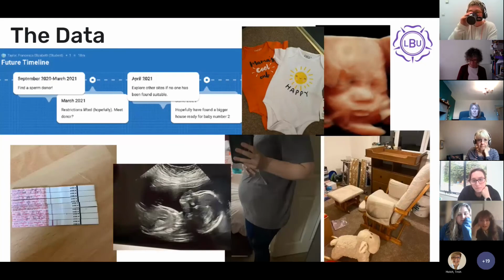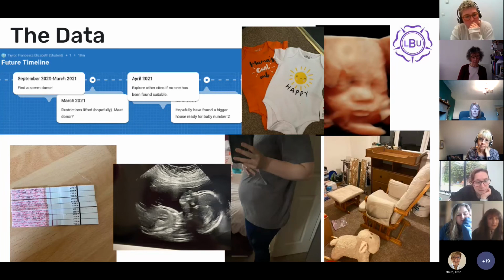So I've just included some examples of the more visual data that was sent to me for you to have a look at. On the top left, you've got an example of one of the future timelines that someone wrote. And she put these time markers on there. Firstly, she wanted to find a donor. And then the next one relates a bit to COVID. So she was hoping that restrictions could be lifted so that she could go and meet the donor in person. The next one was that she wanted to think about maybe going on some different sites from the one that she was using when she was talking to me, if she hadn't found anyone suitable on that one. And then she mentioned that she wanted to find a bigger house ready for baby number 2.